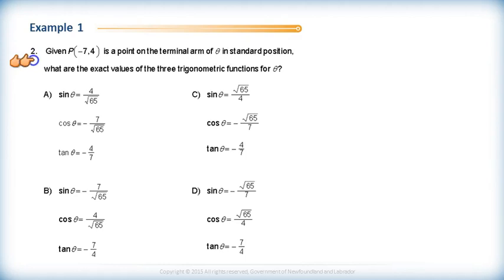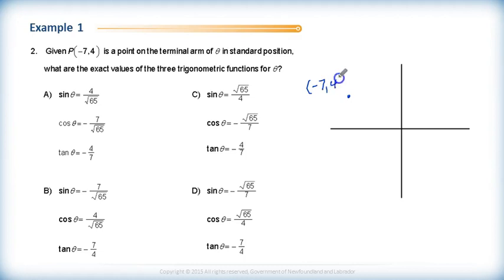Example 1. Given the point P(-7, 4) is a point on the terminal arm of angle theta in standard position. What are the exact values of the three trigonometric functions for theta? Because it says exact, this is a non-calculator based problem. We're told that point is on the terminal arm, so put a terminal arm up to there.